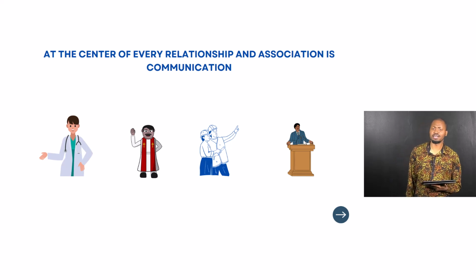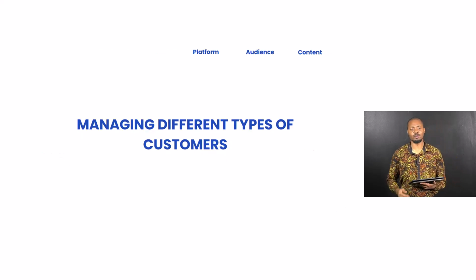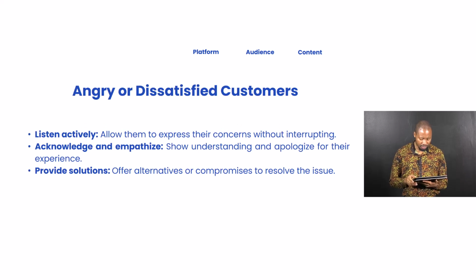So we're going to look at how to manage different kinds of customers. The first customer we are going to look at is angry or dissatisfied customers. When you're working with an angry or dissatisfied customer, what you have to do is to listen actively. When you meet an angry customer, don't try to respond to them angrily.